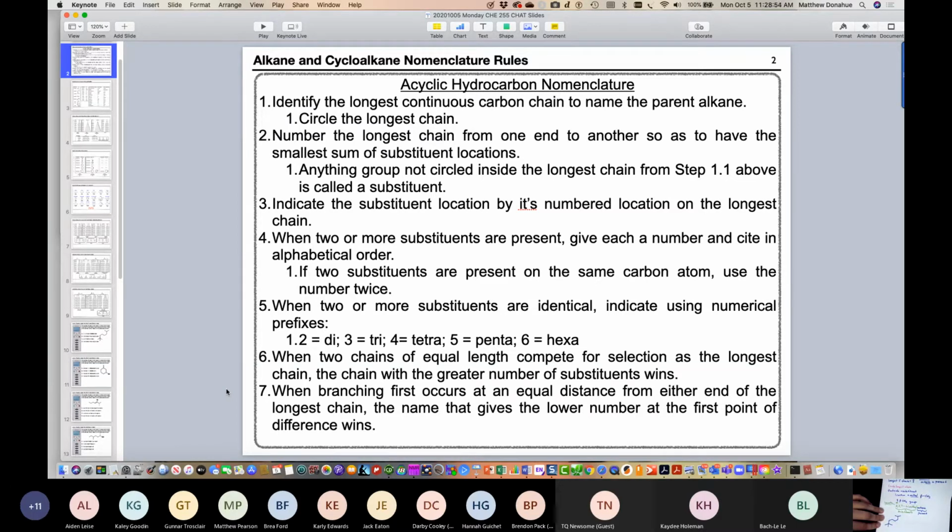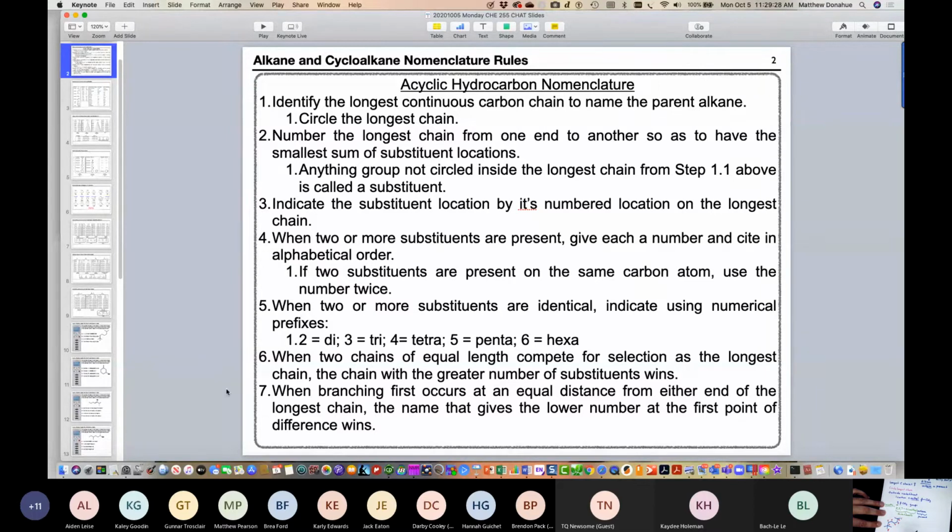And so what if you were to number the chain the other way? So we started down here, 1, 2, 3, 4, 5, 6, 7, 8. Now what if we started up here, 1, 2, 3, 4, 5, 6, 7, 8. Given this information, how would you then name this? So maybe in the chat, using this numbering scheme, name that.